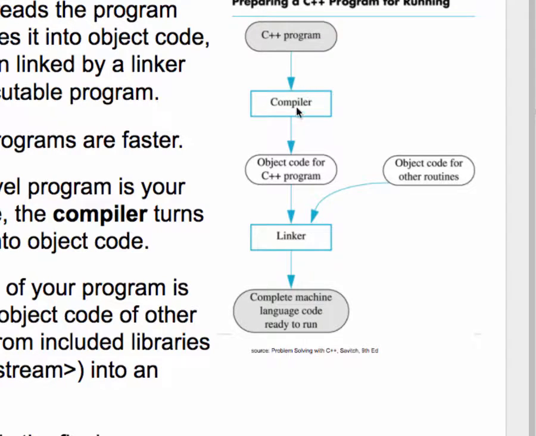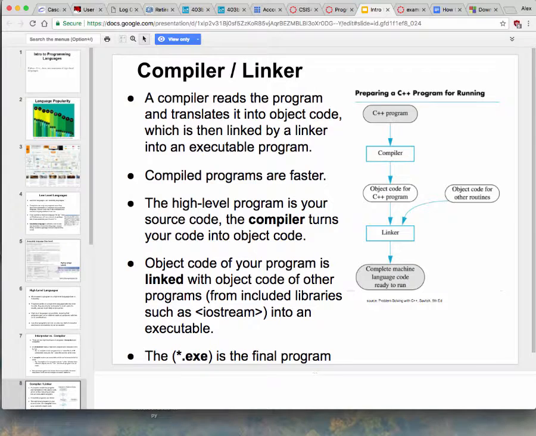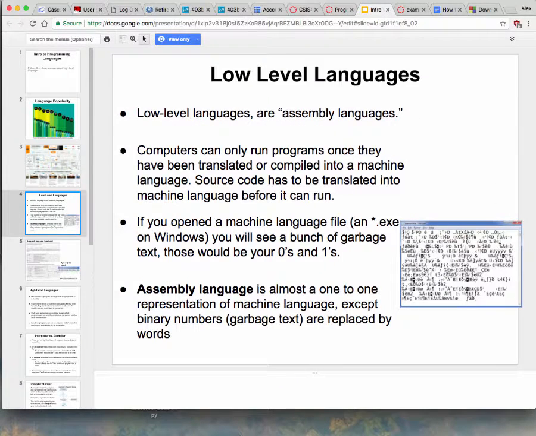So you have a compiler, you have a linker, and what we do is we write our code. Our code is going to be written in a high-level language. High-level languages resemble human languages. So we have low-level languages.